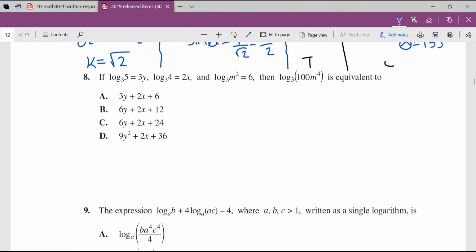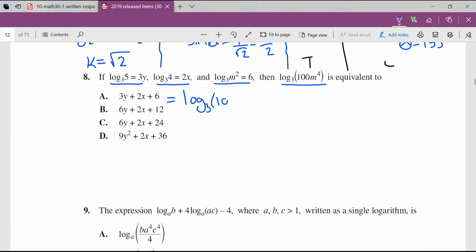Okay, this nasty looking log question. These puzzle questions is how I describe these things. So what we need to do is get these 3 logarithms into this. That's how I describe it. Now, there's more than one way to do this, but what I'm going to do is expand log base 3 of 100 m to the 4. And I'm just going to go nice and slow.